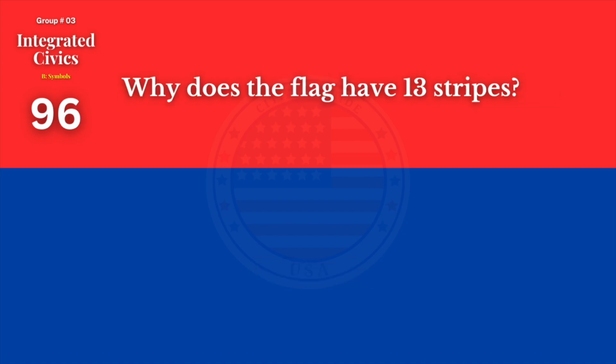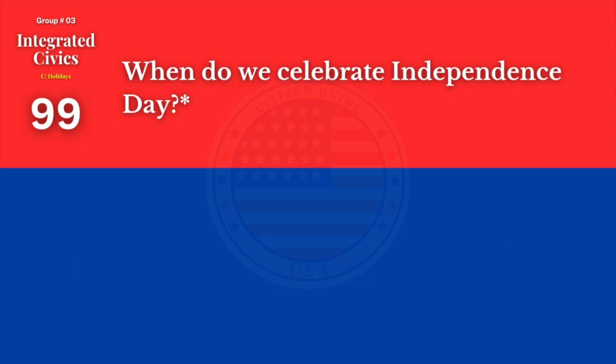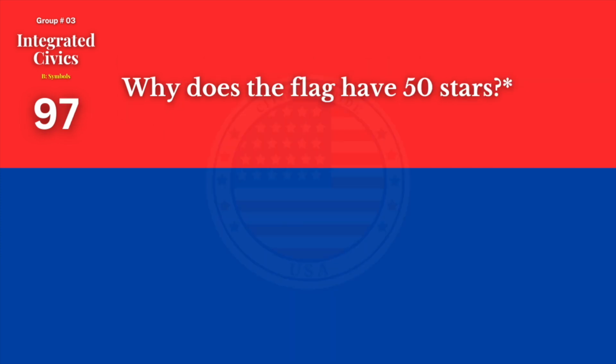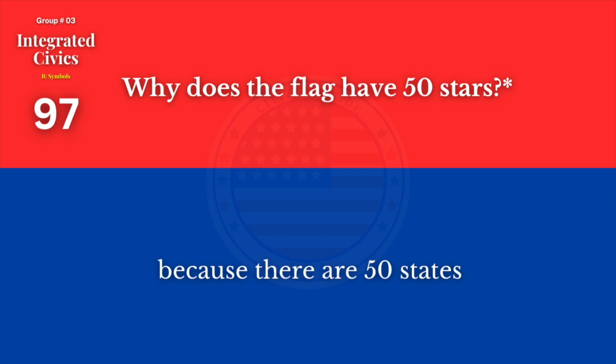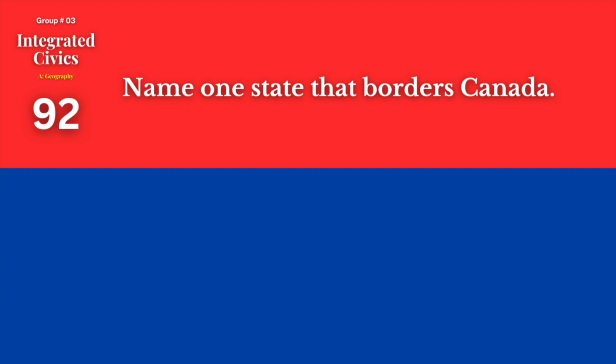Why does the flag have 13 stripes? Because there were 13 original colonies. When do we celebrate Independence Day? July 4th. Why does the flag have 50 stars? Because there are 50 states. What ocean is on the east coast of the United States? Atlantic Ocean. Name one state that borders Canada. New York.